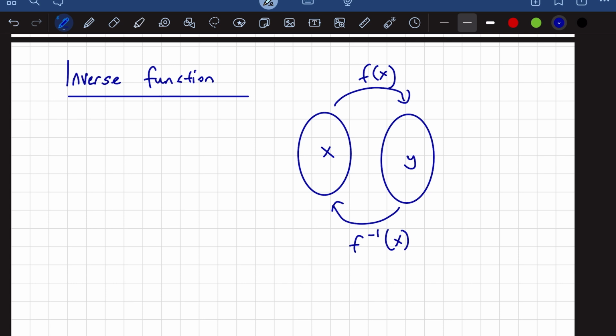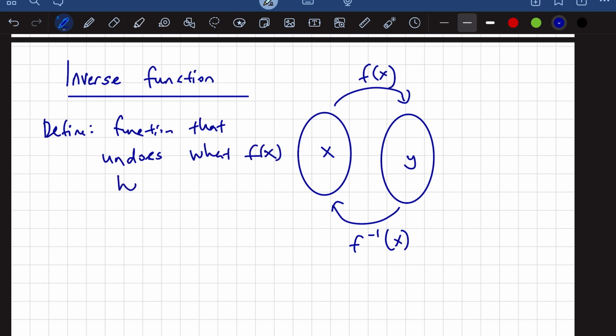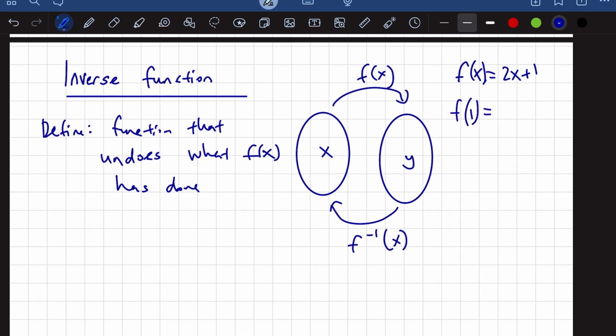So what is an inverse function? We can define it as a function that undoes what the original function has done. So, for example, if f(x) equals 2x plus 1, and I input 1, then my outcome will be 2 plus 1, which is 3. All right? So what an inverse function will do is reverse the process.